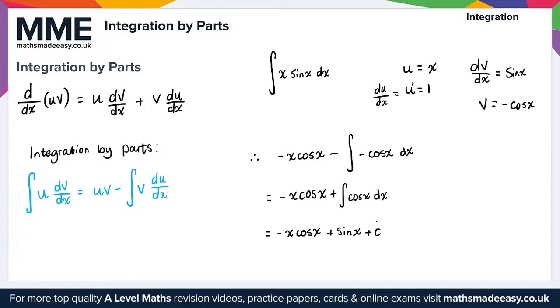Okay, and that there is for the integral of x sine x with respect to x. So our result here is minus x cos x plus sine x plus c. Okay, so that gives us the result for integration by parts.